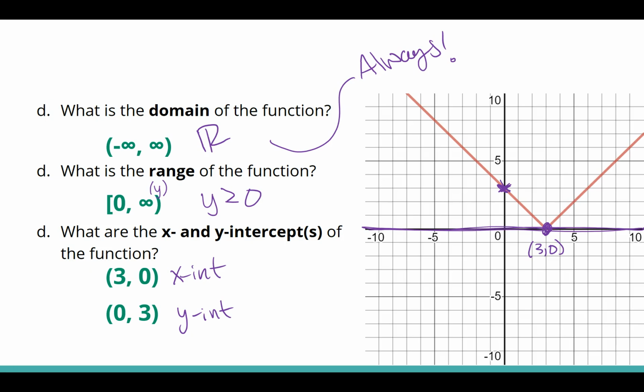X equals shows you a line, and an intercept is a point. You have to have the x, y points. We good? Questions?